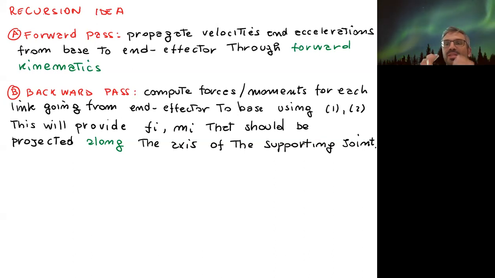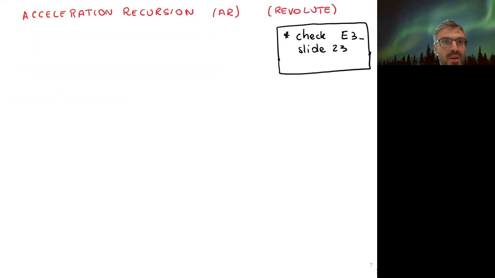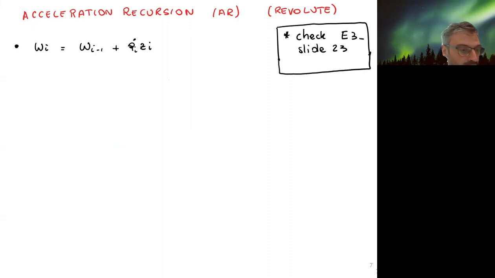Once we have all these 3D forces and 3D moments, which make a 6D vector, we can project along the axis of the supporting joint and get the torque, or the force if it is a prismatic joint. So for example, for the acceleration recursion, we do this example for just the revolute joint, and you can find in the Siciliano book the version for the prismatic joint.